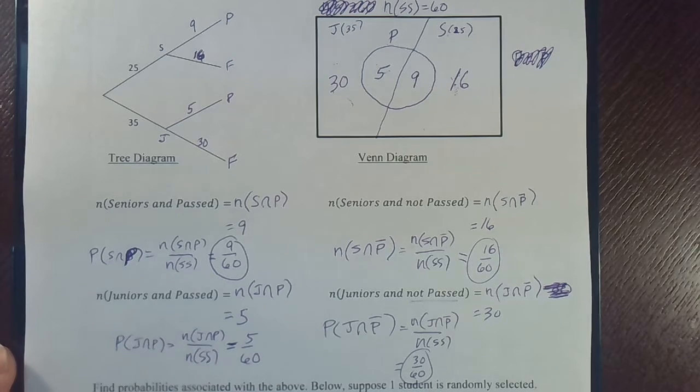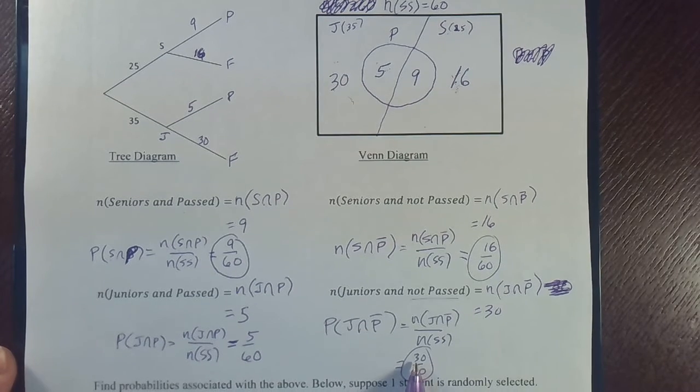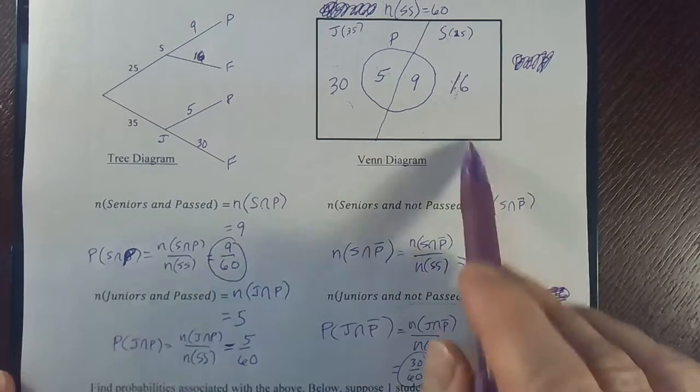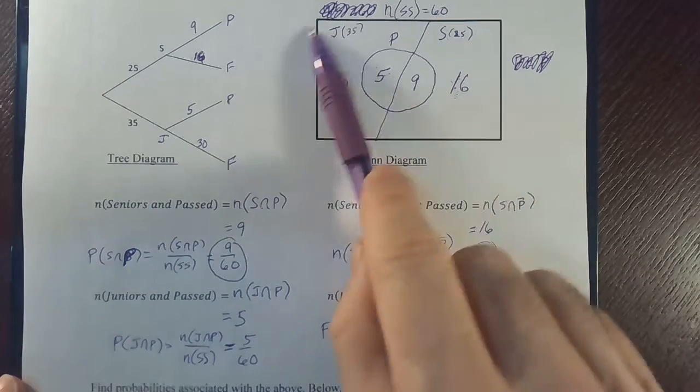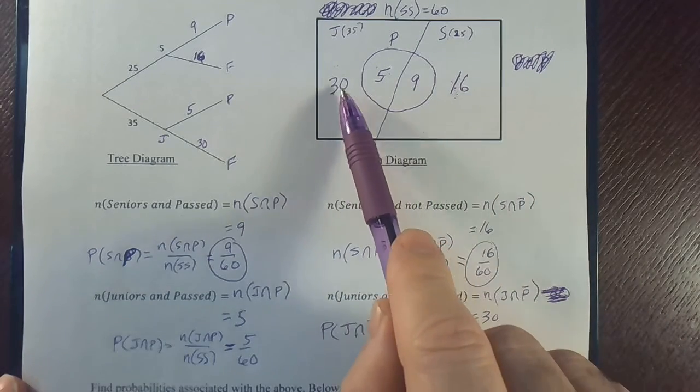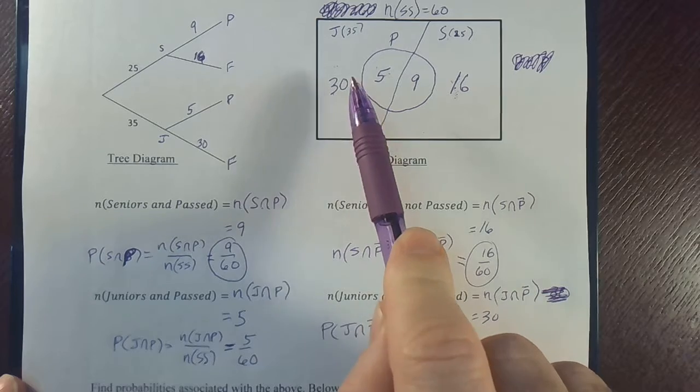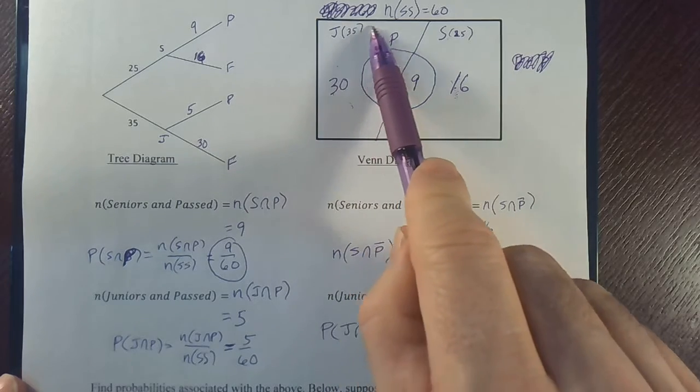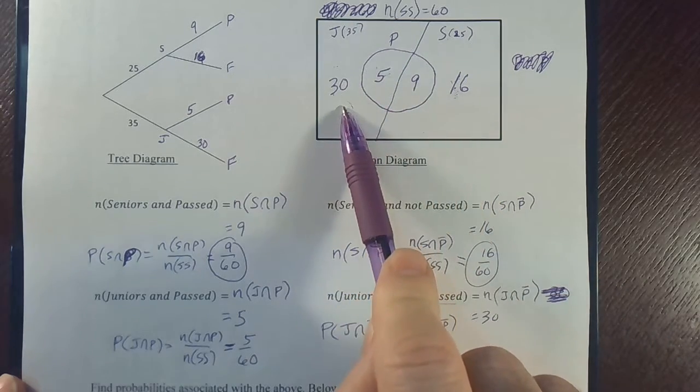Well, that's a nice round number. That's exactly 1/2 that probability. So if you randomly select a person from these 60, 1/2 of the time, 30 over 60, you're going to get a junior who did not pass.